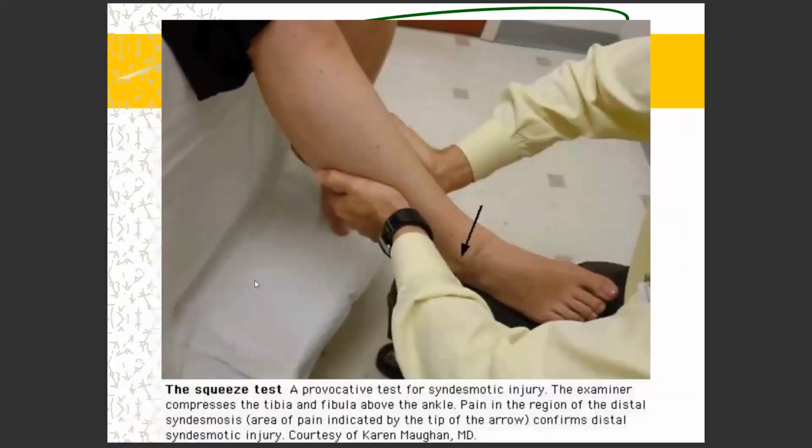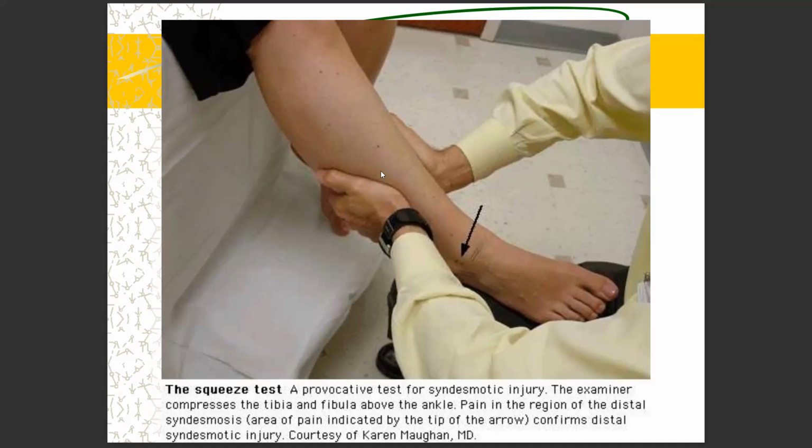This test is known as the squeeze test. If someone has a high ankle sprain, then the squeeze test is a provocative test for that injury, which we call the syndesmotic injury. Syndesmotic injury is another term for the high ankle sprain, and in this test, the therapist compresses the tibia and fibula from both sides with the hands. This hand will compress from that side, while this hand will compress from the other side.